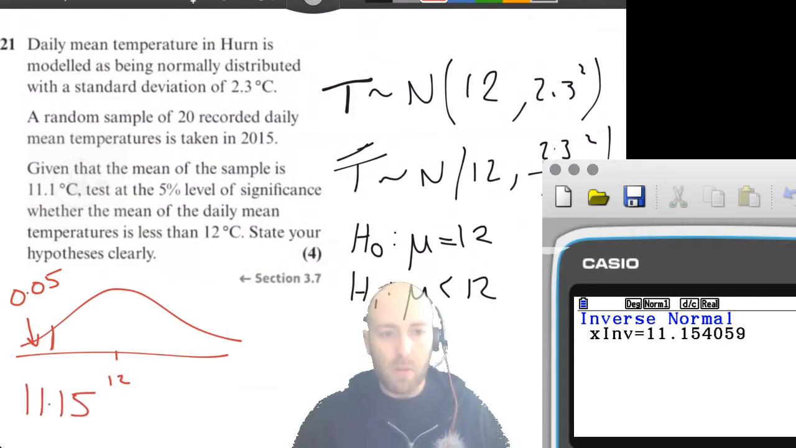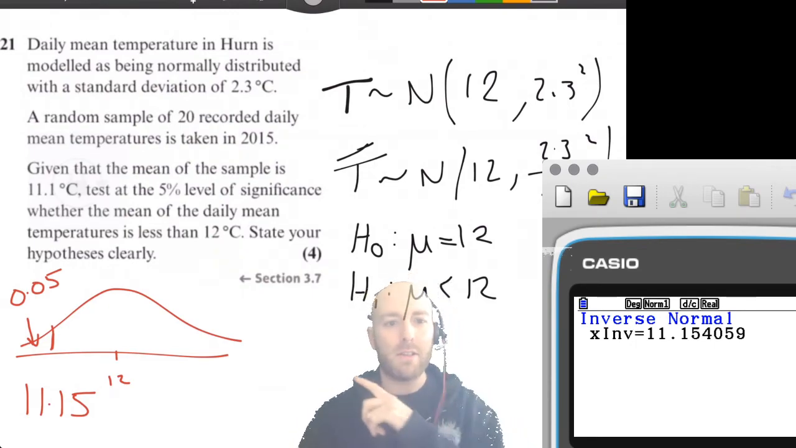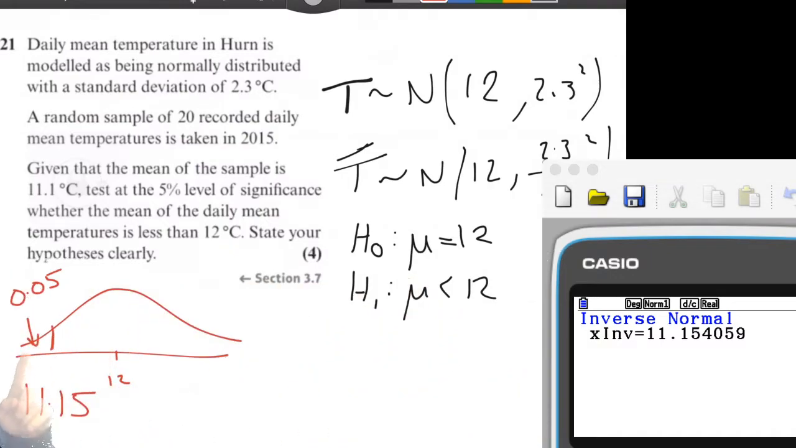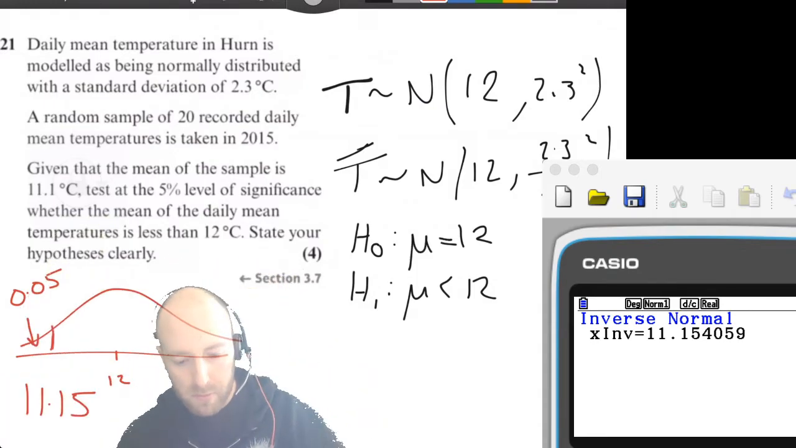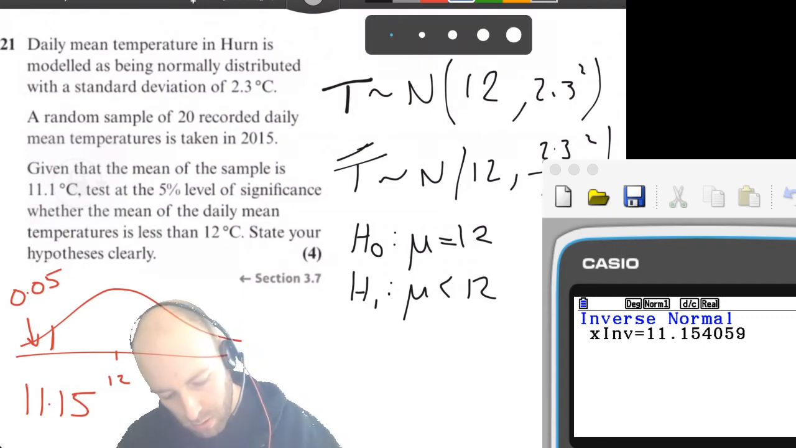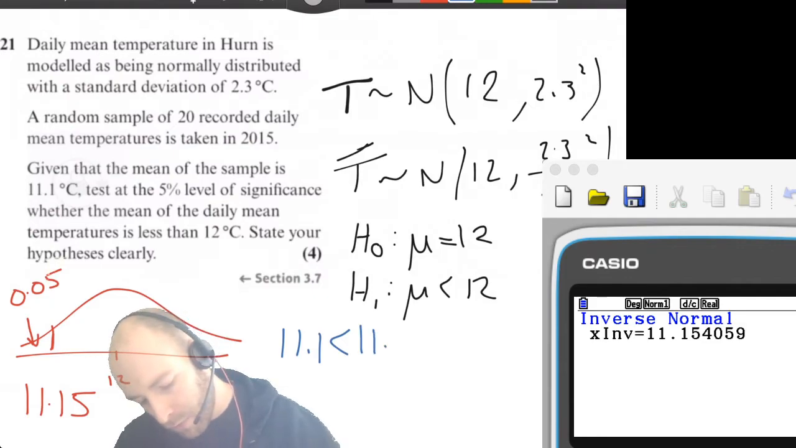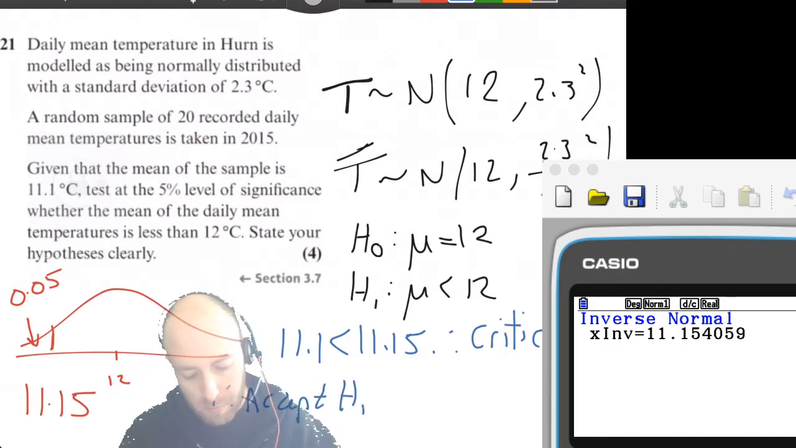Okay, so the mean of the sample is 11.1. So 11.1 is critical. If you look at the graph, 11.1 comes up below 11.15, so it is in the critical region. So it does mean we reject the null hypothesis. So 11.1 is less than 11.15. Therefore critical. Therefore accept H1.